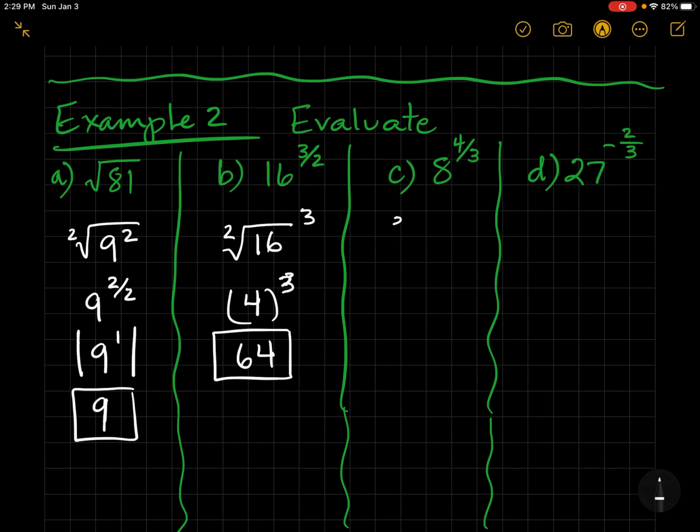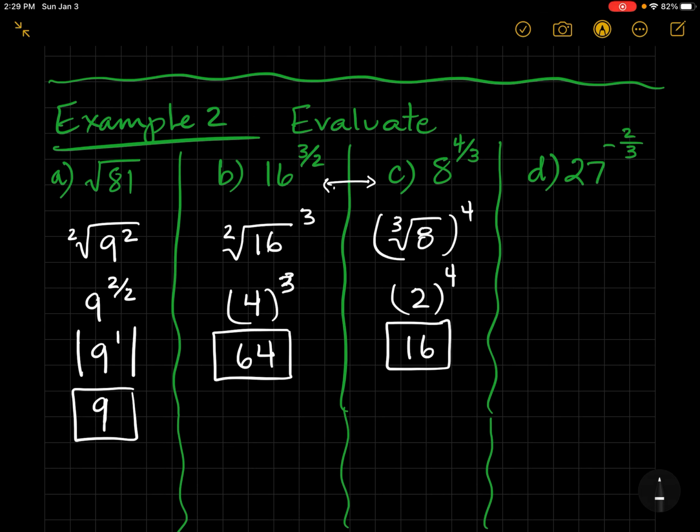Alrighty, here I'm looking for the cube root of 8 to the 4th power. The cube root of 8 is 2, and 2 to the 4th power, that's 2 times 2 times 2 times 2. So 4 times 4 is 16. Wow, notice how those had the same answer. Interesting. Let's look here. What does the negative mean in the exponent?